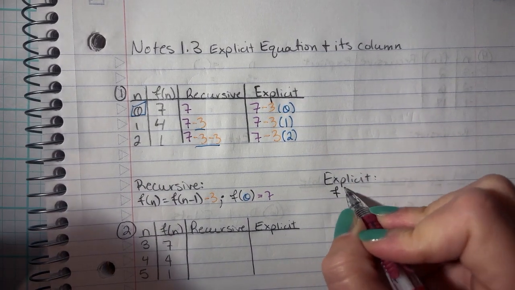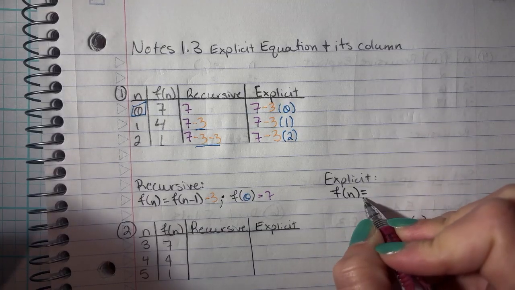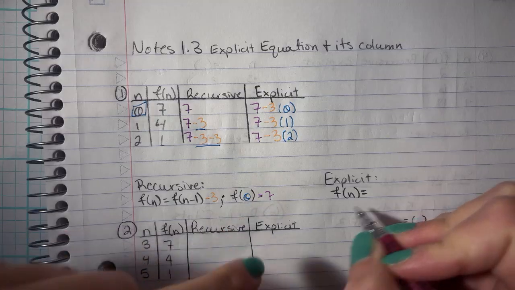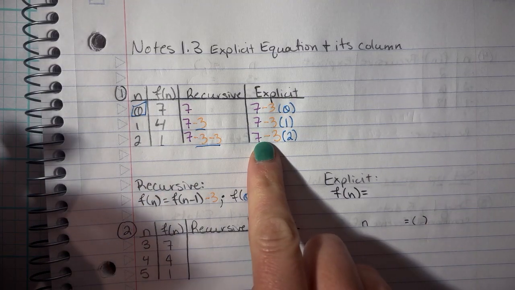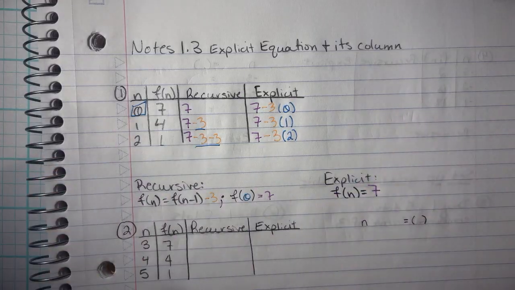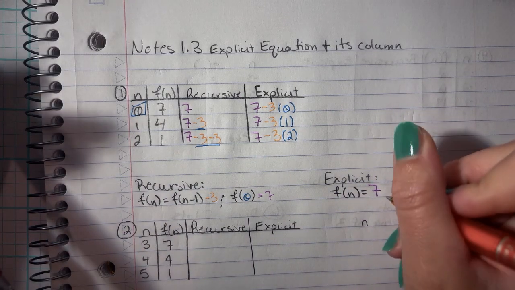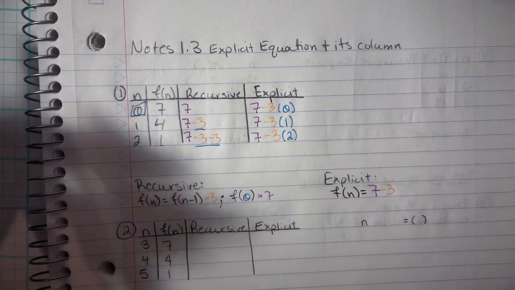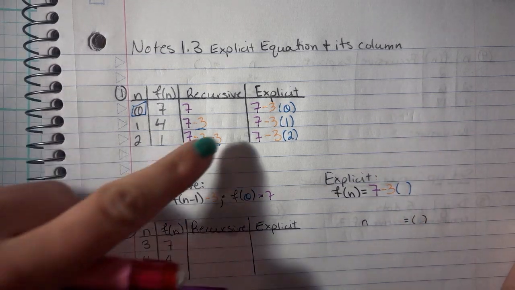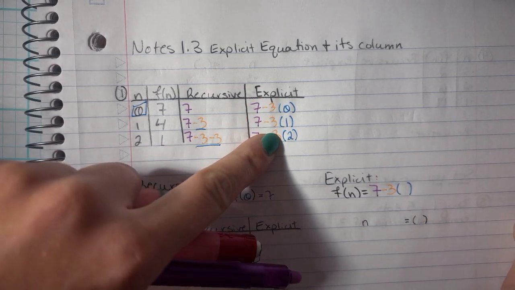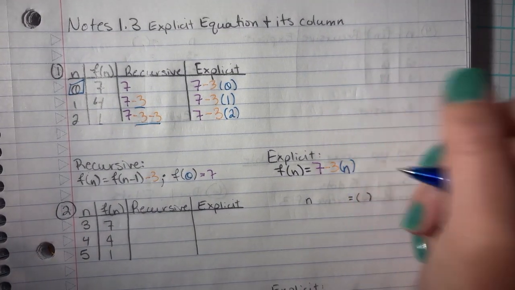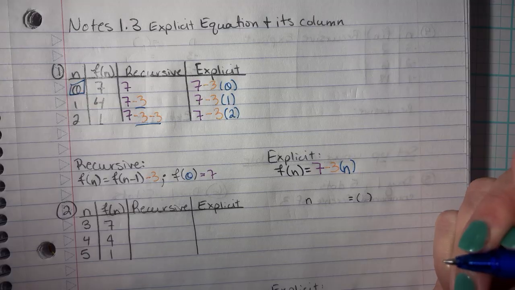And our explicit is always going to start just like a recursive with f of n equals. However, we won't have the rest of this. From here, we start writing out what we see in our explicit. We have that 7 that's repeated the whole time. We have that minus 3 that's there. But I can't write a number inside of my parentheses here because that number is continuously changing. So instead, we put the variable n, okay?